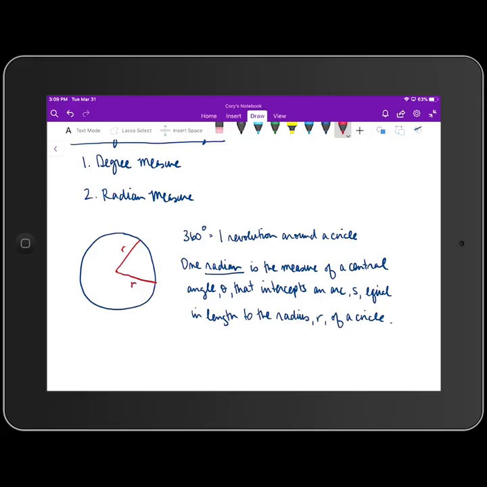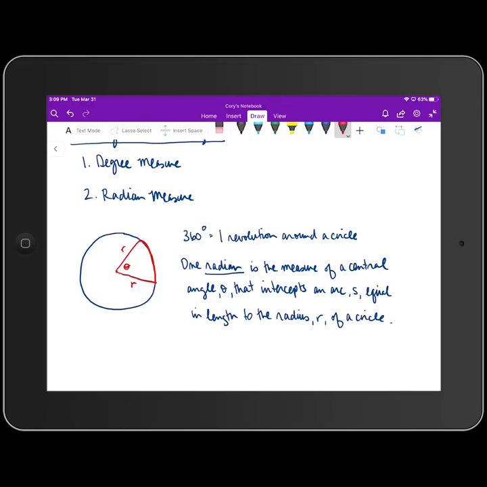So that distance is also r. And then a central angle is going to be this angle measure here, theta. And what this central angle is going to do is cut out a certain portion of the circumference of a circle. So it's going to cut out this portion here of the circumference of a circle.